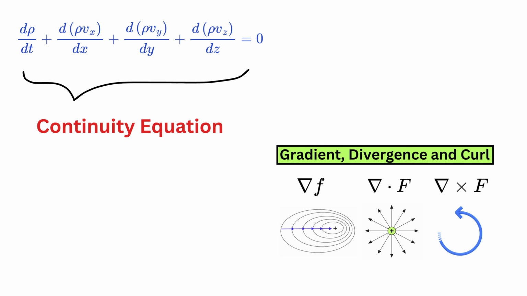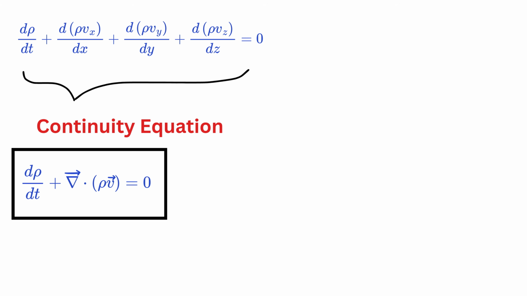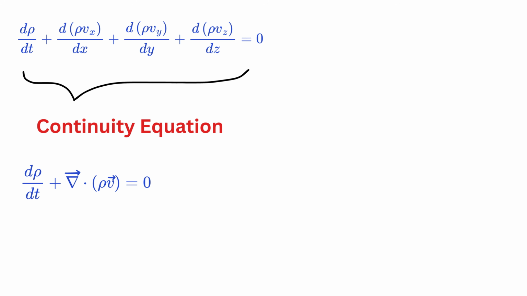This final equation is called the continuity equation, and it is the mathematical expression of conservation of mass. By the way, if you have seen my previous video on divergence, link of which is in the description, you can observe that this term is nothing but the divergence of density multiplied by velocity vector. This is the continuity equation in compact differential form. Now let us simplify this further.